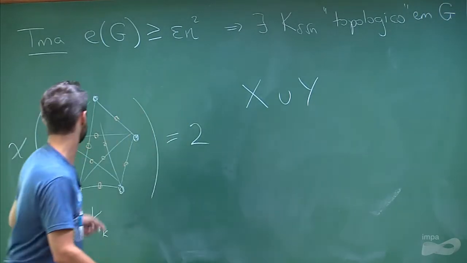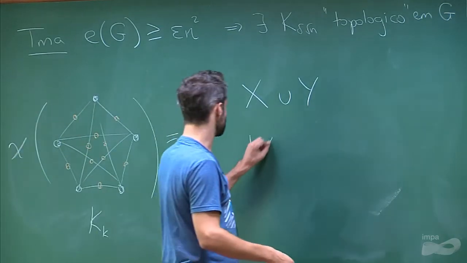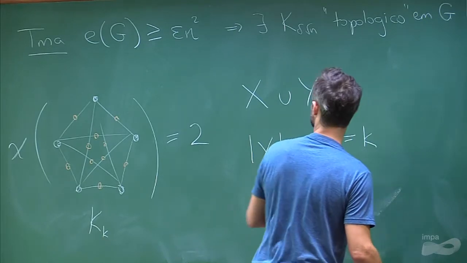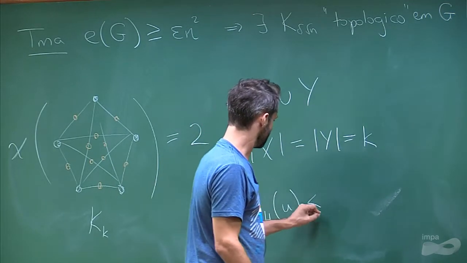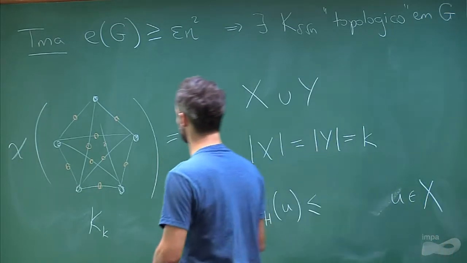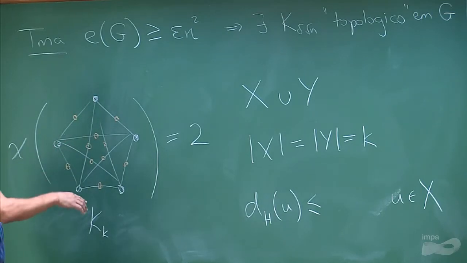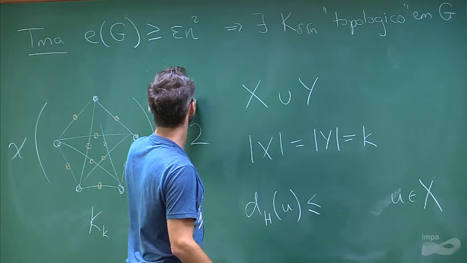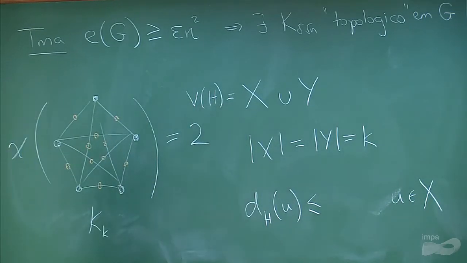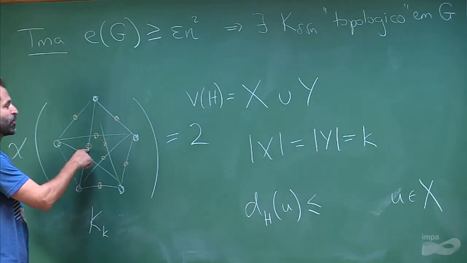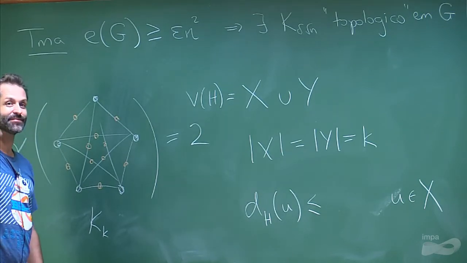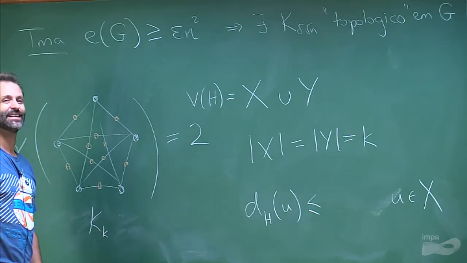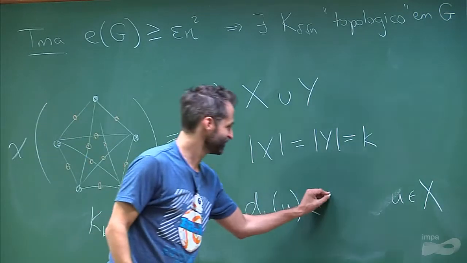So the white ones are one class, the orange ones the other. So X equals Y equals k. And what's the degree in H? H is the subdivided graph. X is either the orange ones or the white ones. You get to choose. If we take the white ones, it's k minus 1, 0 minus 1, 2. So yeah, let's take 2. Sounds like a good idea.